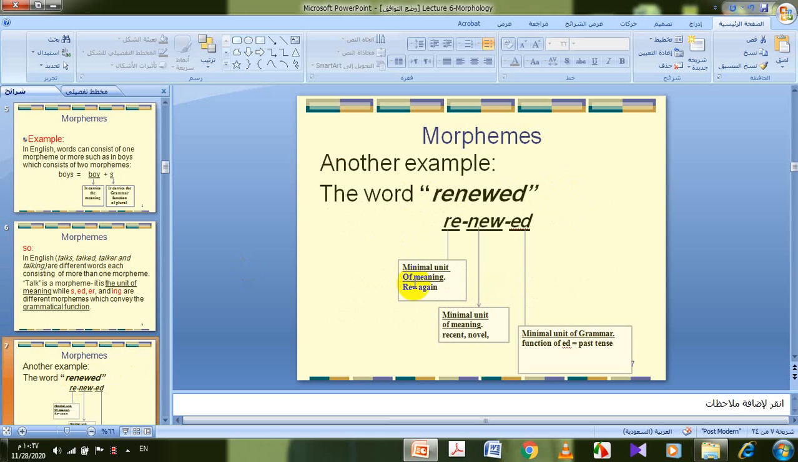Good. Here is another example. We have the word renewed. This word consists of three morphemes.